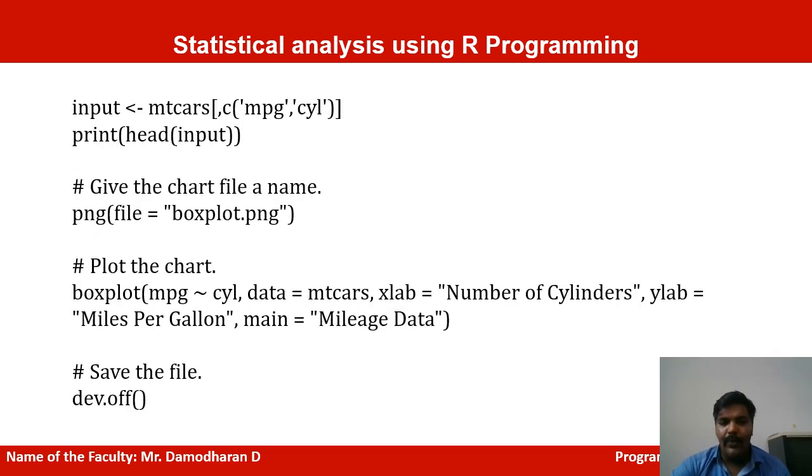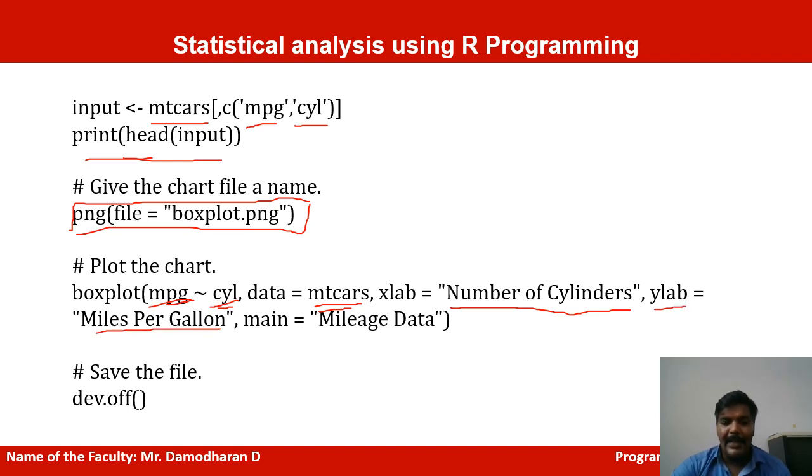Once the input is passed, mtcars is the data from the file, two columns are given as input, and the head will be printed here. Now these names will be plotted as the input function. Once the values are plotted based on the cylinders, the data is mtcars, the X label is the number of cylinders, the Y label is miles per gallon, and we also mention the main label.